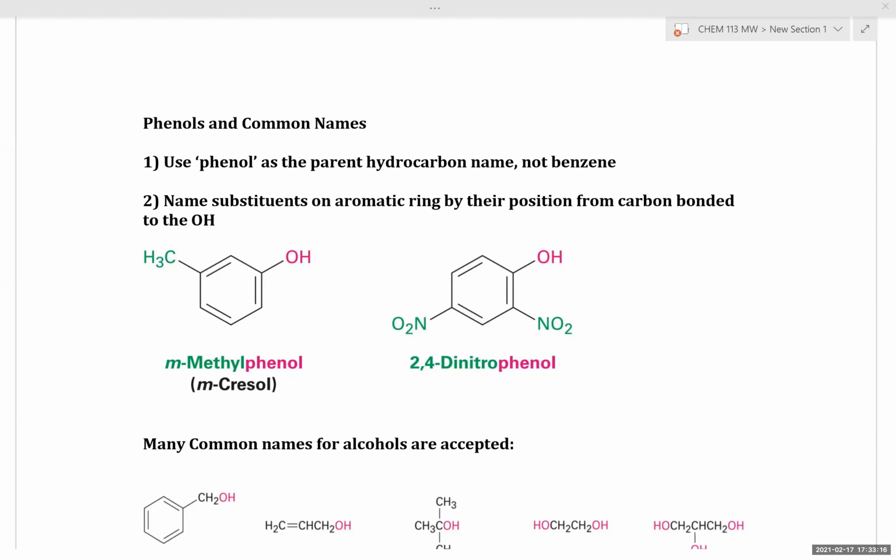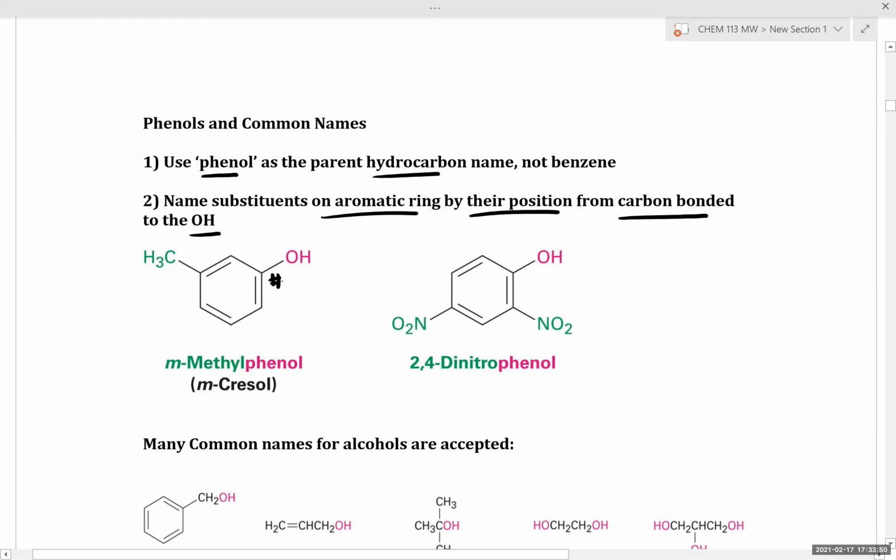Okay, so when we last left off, we were discussing chapter 17 and naming alcohols. In this session, we're going to discuss how to name phenols. And phenols still follow classic aromatic nomenclature discussed in chapters 15 and 16. So when naming phenols, you use phenol as your parent hydrocarbon name, and you name the substituents on the aromatic ring by their position relative to the carbon bonded to your hydroxyl group.